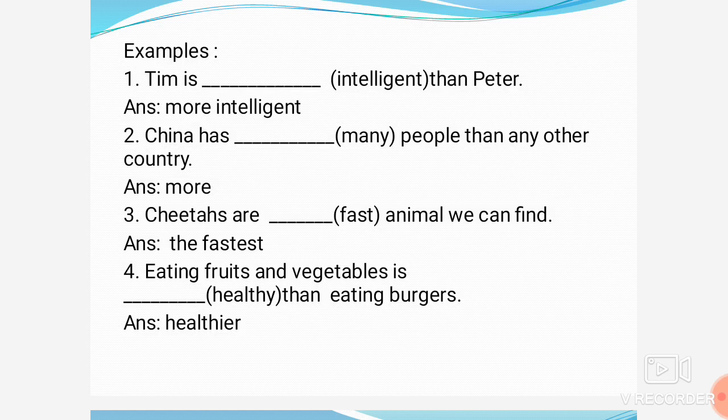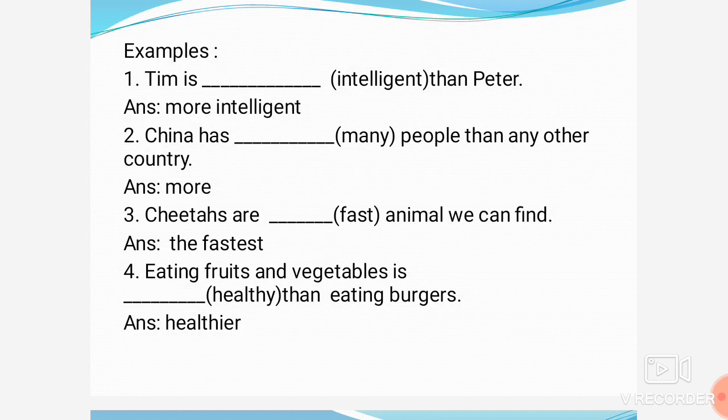When the positive adjective has more than 2 syllables. The word intelligent has more than 2 syllables. So what do you add when you're converting it to comparative degree? We add the word more. So here Tim is compared to Peter. We are comparing two people, isn't it? So you have to convert the adjective into comparative degree. So the answer is Tim is more intelligent than Peter.